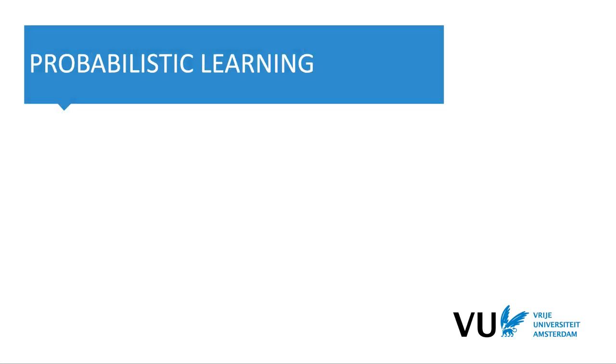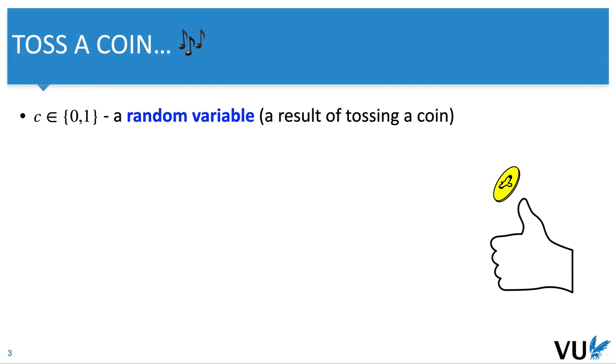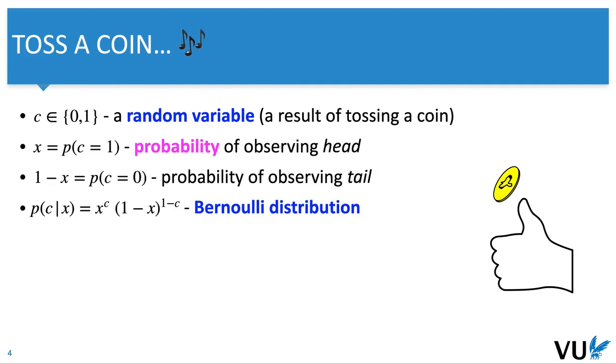So what is probabilistic learning? Let's say that we have a random variable and this is tossing a coin, right? So this is a random variable C. It can take two possible values, 0 or 1, okay? And let's denote by x the probability of observing a head, so C equals 1. And since probabilities must sum to 1, the probability of C equal 0 is just 1 minus x.